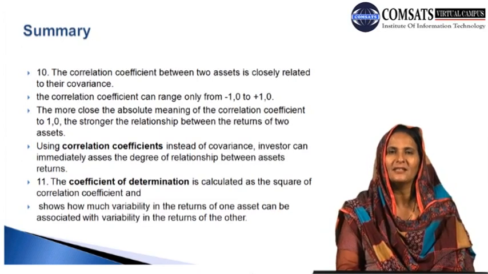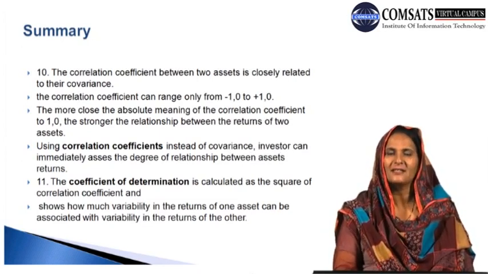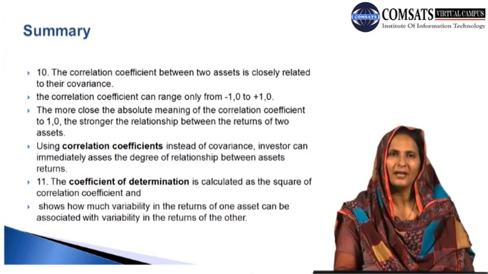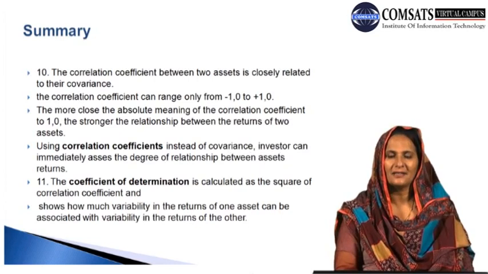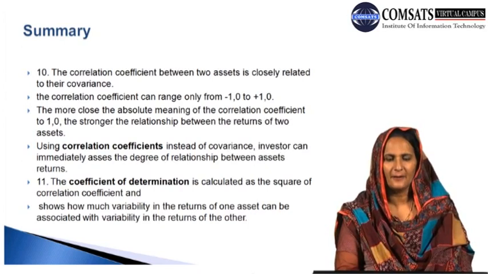The returns on two assets are strongly related, whether they are positively related, that is they move in the positive direction, or they move in the negative direction. They are strongly related and associated with each other. Using the correlation coefficient instead of covariance, an investor can immediately assess the degree of relationship between asset returns.